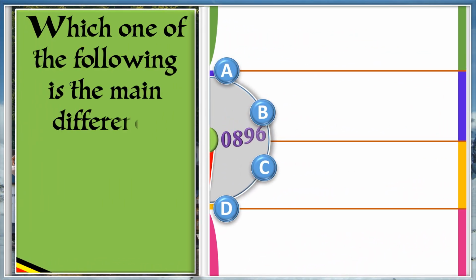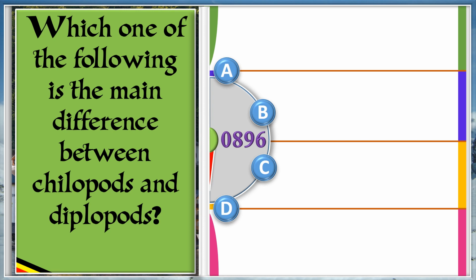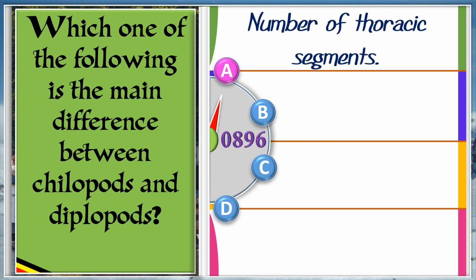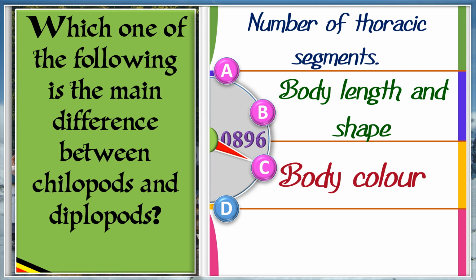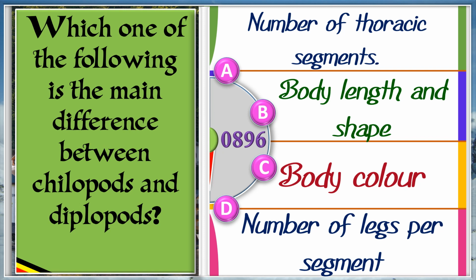Which one of the following is the main difference between chilopods and diplopods? A. Number of thoracic segments. B. Body length and shape. C. Body color. D. Number of legs per segment. And the answer is D. Number of legs per segment.